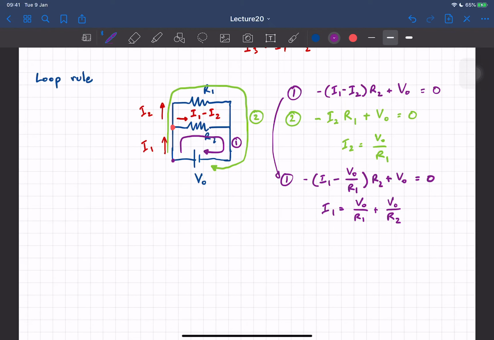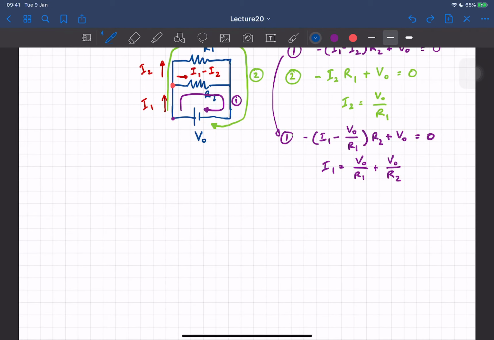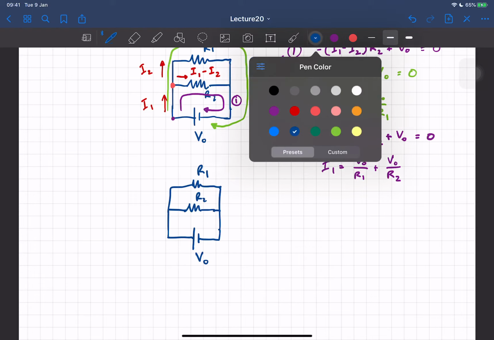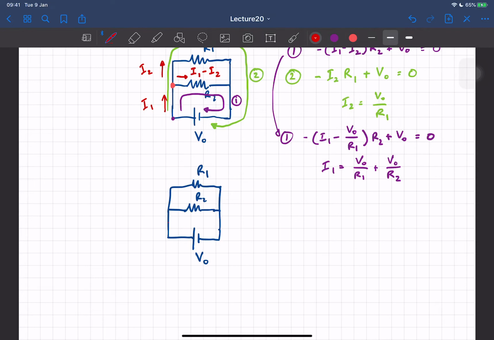So this is I1, which is this one. So we have solved for everything that we want to know. So let me redraw this in a little bit cleaner diagram. We have two resistors, and then we have a battery here, V0, and then R2, and then R1. Right. So we know from our calculation here that I1, which is the current passing through this branch, is equal to this one. Okay, so maybe it's better if I use the same color here.